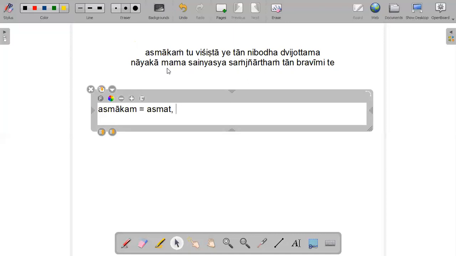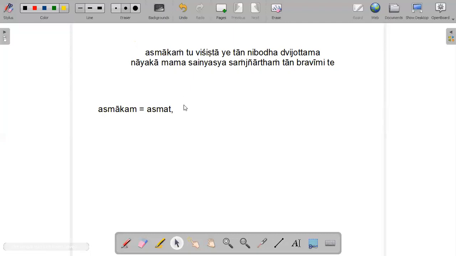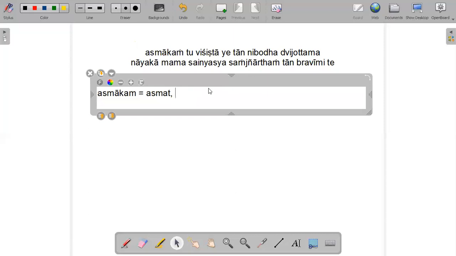Any guess about the case? First of all, what is it? A noun, verb, or what else? A noun. It's a pronoun too. Wonderful. This is a pronoun. And which case, if anyone would like to volunteer the answer? It's 6.3. Yeah, it's 6.3. And what does this mean? Ours. Yeah, ours.